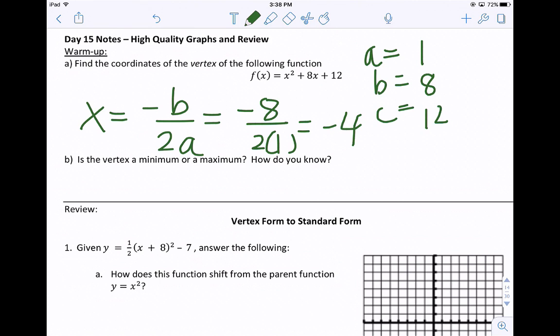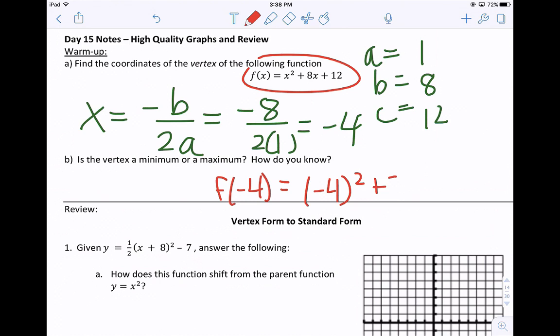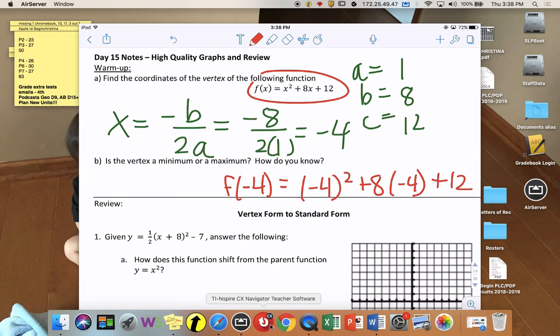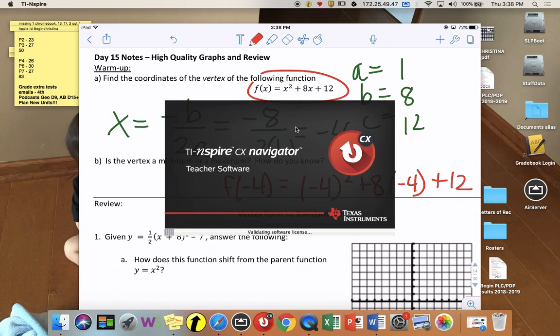We still need the y value. So then we're going to plug into this function right here. So f of negative 4, we could say, would be negative 4 squared plus 8 times negative 4 plus 12. And so we can type that in exactly as we see it, which would be 16 minus 32 plus 12. I'll pop up my calculator and just type it in so we can see. And then that would be where our graph changes direction.